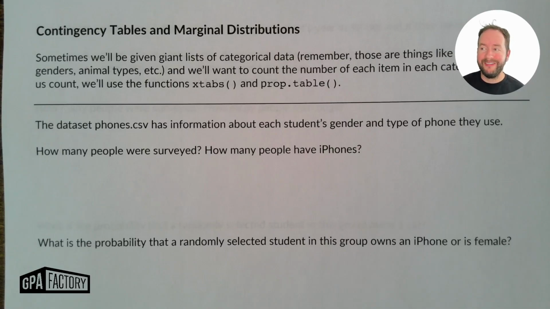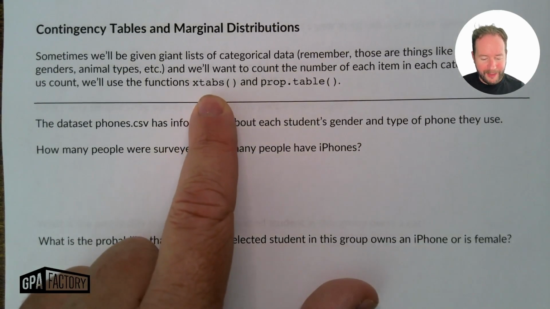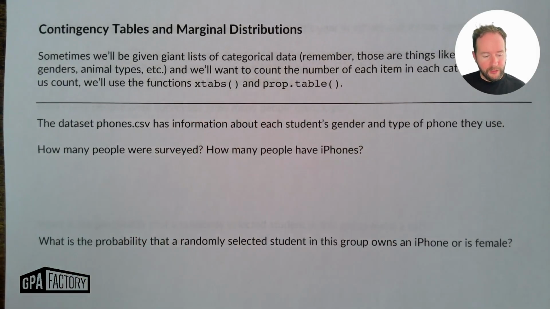Now, sometimes these lists get really big, and trying to count the number of items in each category is going to be impossible. This is where we're going to use functions like xtabs and prop.table. The dataset phones.csv has information about each student's gender and the type of phone that they use.